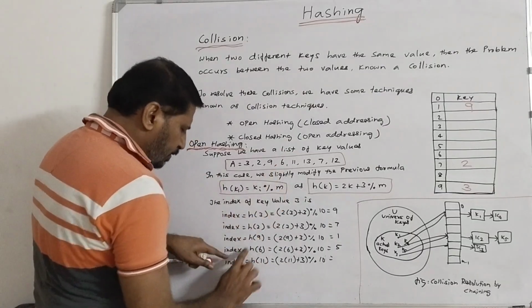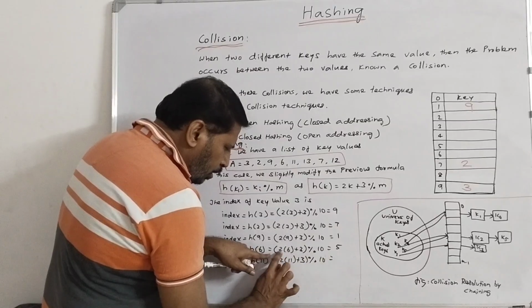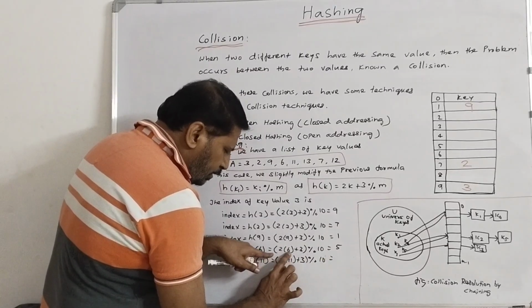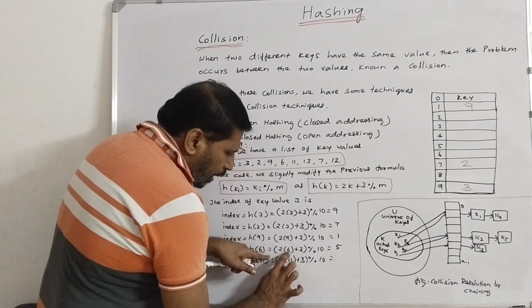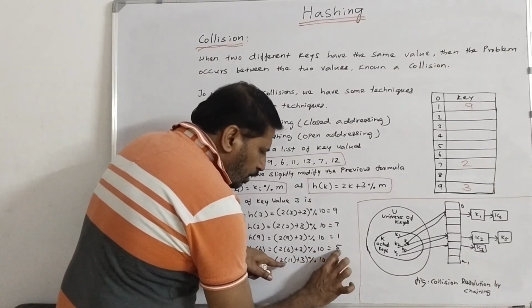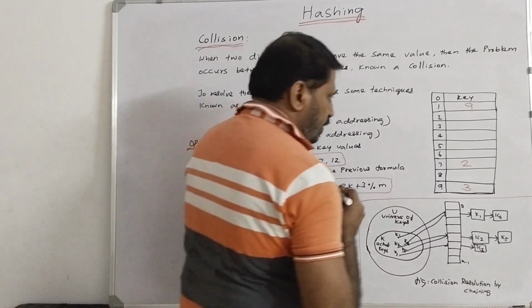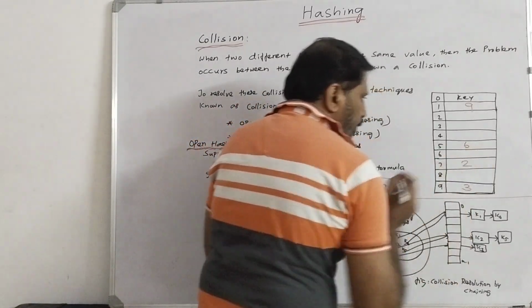Then the next number is 6. That is h of 6 equal to 2 into 6 plus 3 modulo 10. So 2 into 6, what is it? 2 into 6 is 12. 12 plus 3 is 15. 15 modulo 10 is 5. So go to index 5. I store the value 6.